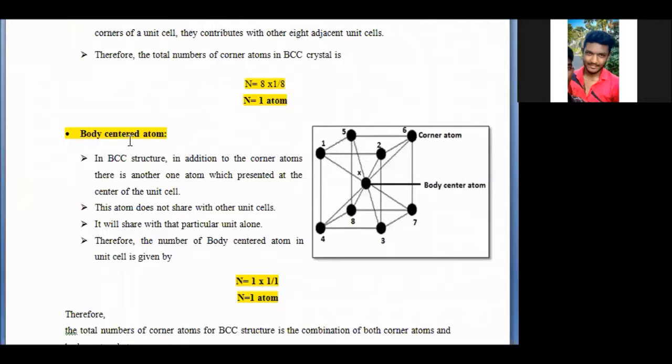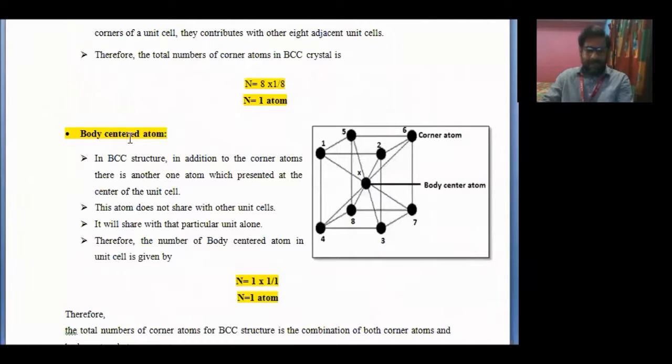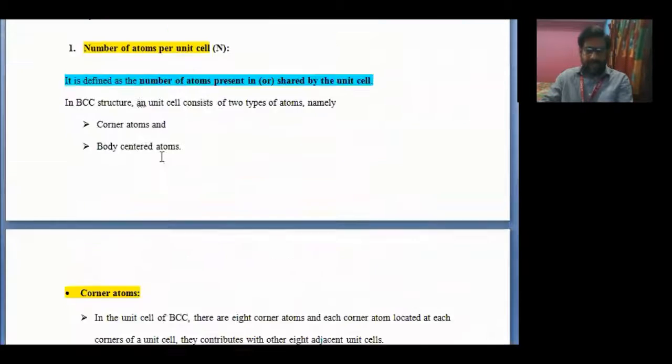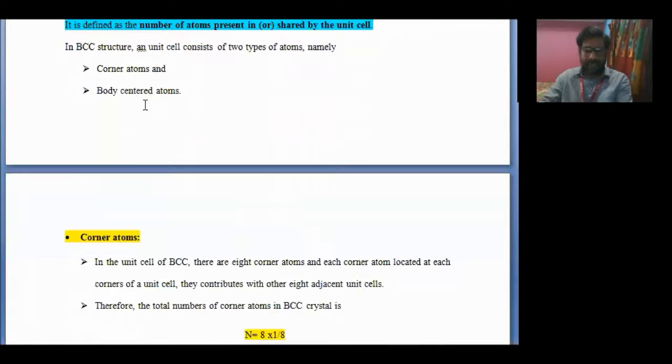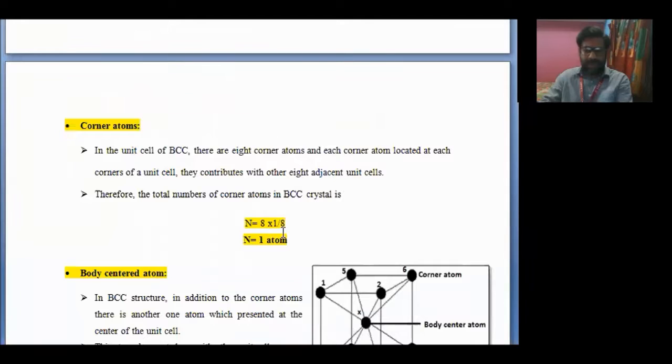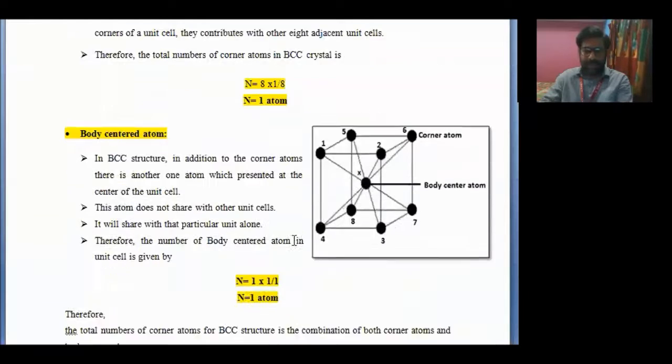Second atom is the body-centered atom. To find the number of atoms per unit cell, we have to find the value of a corner atom, and also we have to find the value of a body-centered atom. These 2 values give the total number of atoms for the BCC structure. So we have measured the corner atom: 8 into 1 by 8 is equal to 1 atom.